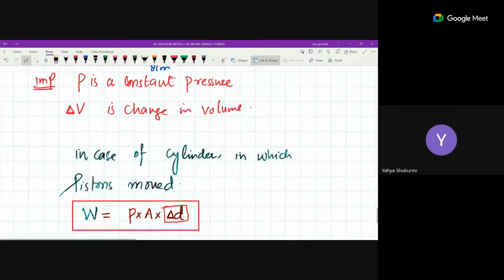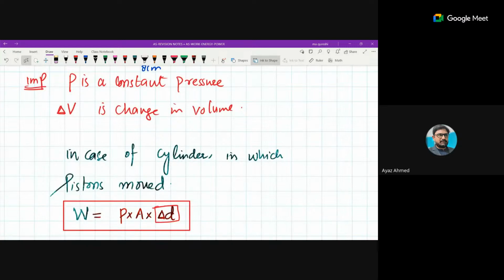Yes. Okay. So that's it for today. Inshallah, we will discuss the conversion of energy in the next lesson, inshallah. Okay?